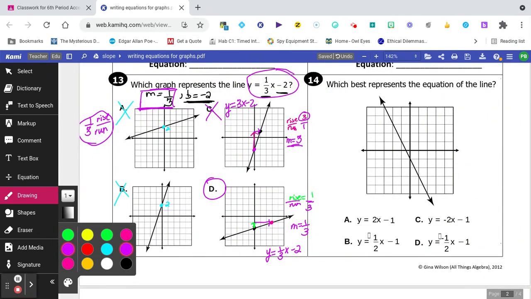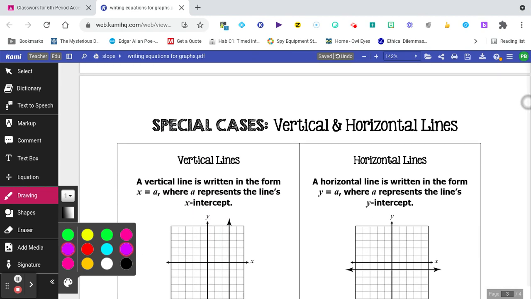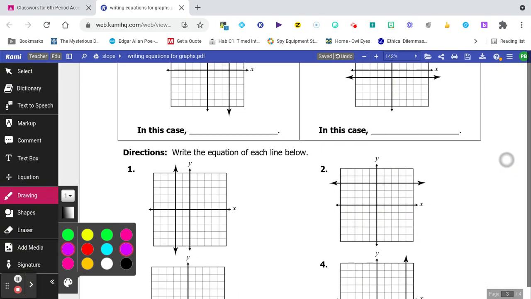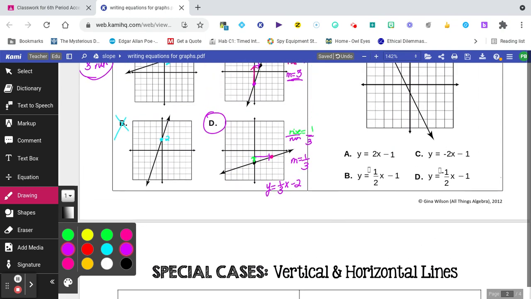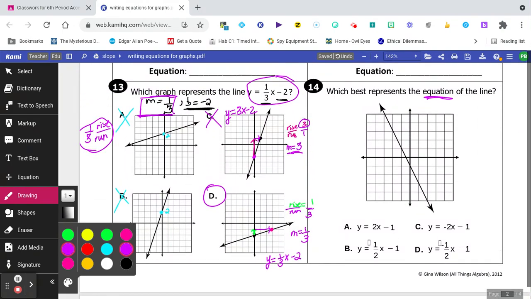All right, what you're going to do is figure out on number 14 which equation goes with this line. Let me see if I have others like that.